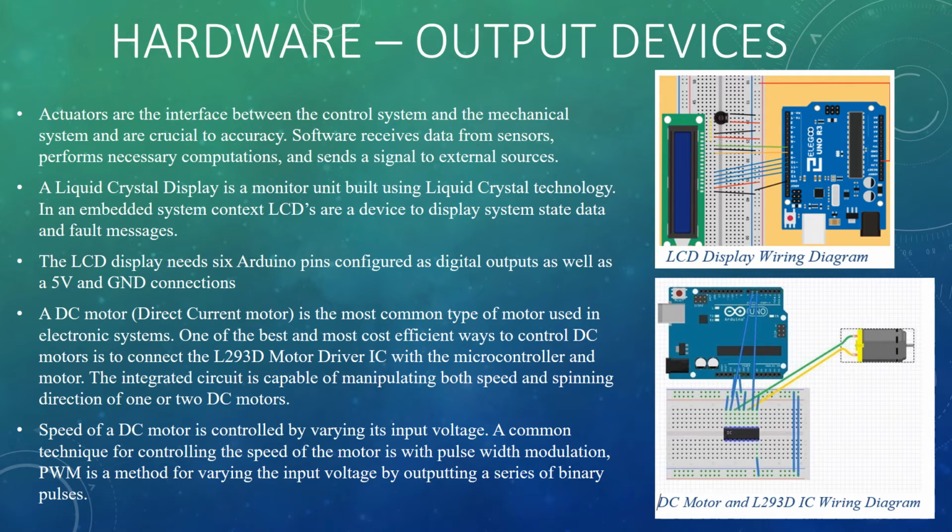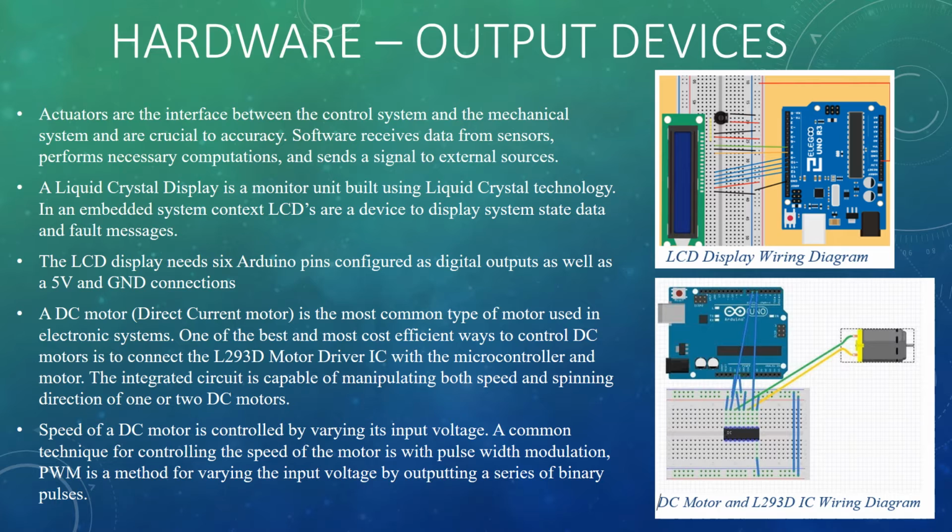Actuators are the interface between the control system and the mechanical system and are crucial to accuracy. Software receives data from sensors, performs necessary computations, and sends a signal to external sources. A liquid crystal display is a monitor unit built using liquid crystal technology. In an embedded system context, LCDs are a device to display system state data and fault messages to the user. The LCD display needs 6 Arduino pins configured as digital outputs, as well as a power and ground connection.